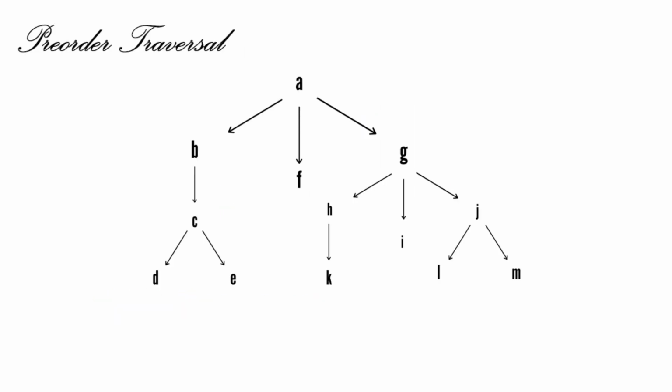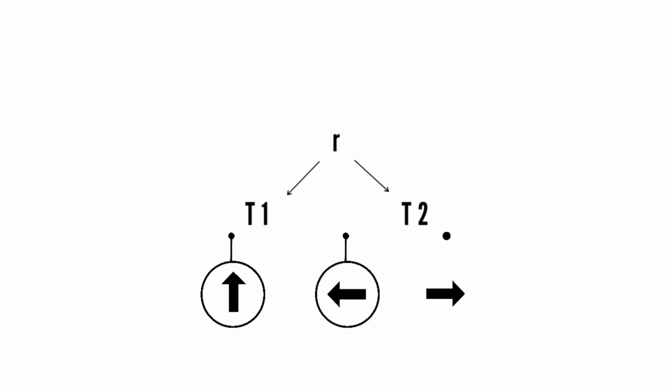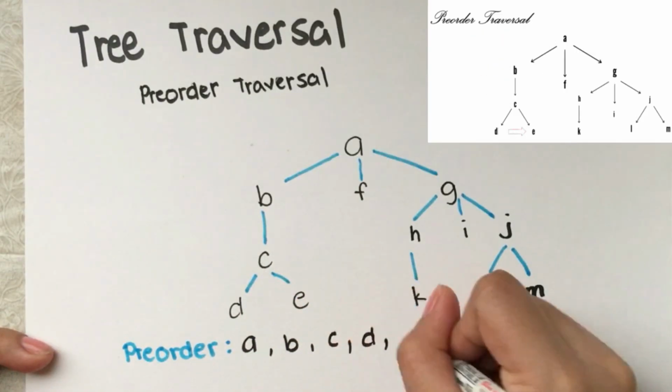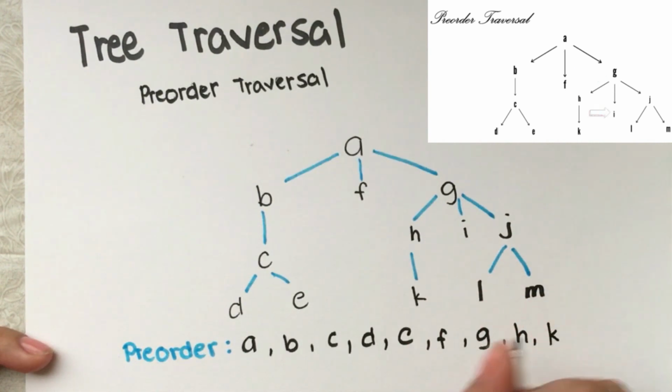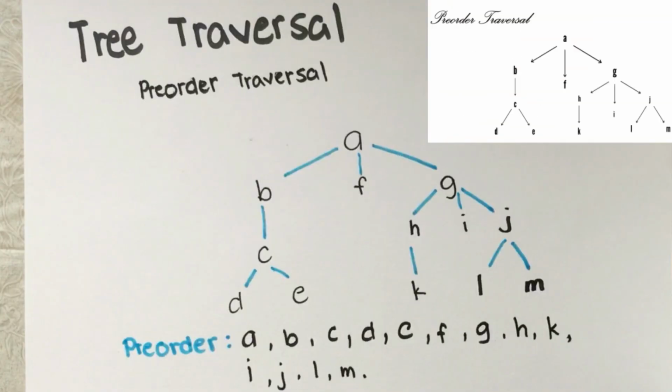This is an example of pre-order traversal. It begins by visiting the root. It continues by traversing the left node, then follows the right node. Just follow the pattern until you reach the last node. For the pre-order traversal, this is the answer.